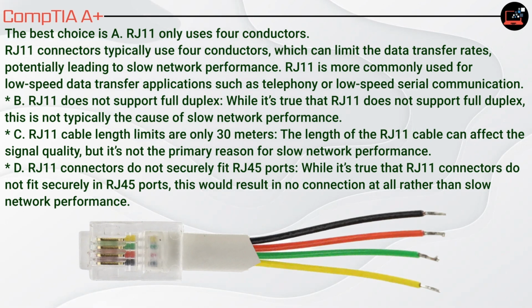B. RJ11 does not support full duplex. While it's true that RJ11 does not support full duplex, this is not typically the cause of slow network performance. C. RJ11 cable length limits are only 30 meters. The length of the RJ11 cable can affect the signal quality, but it's not the primary reason for slow network performance. D. RJ11 connectors do not securely fit RJ45 ports. While it's true that RJ11 connectors do not fit securely in RJ45 ports, this would result in no connection at all rather than slow network performance.